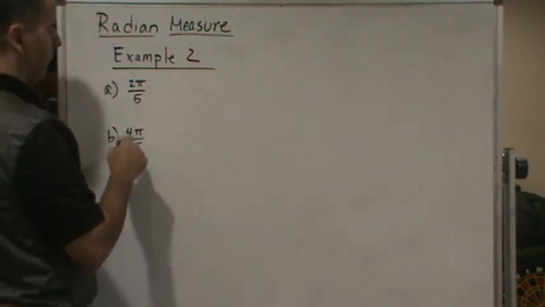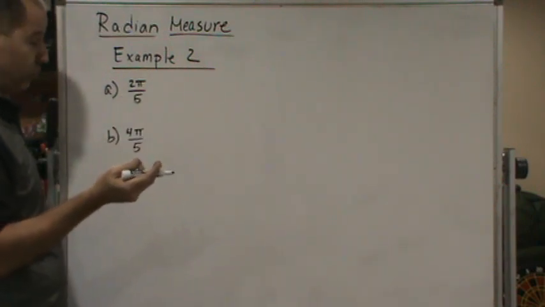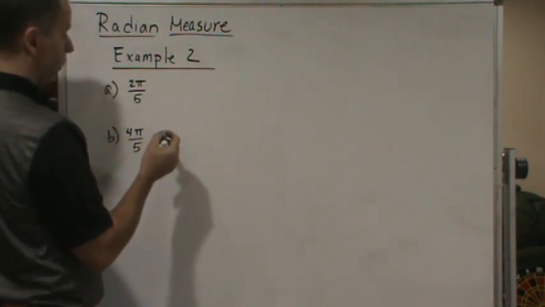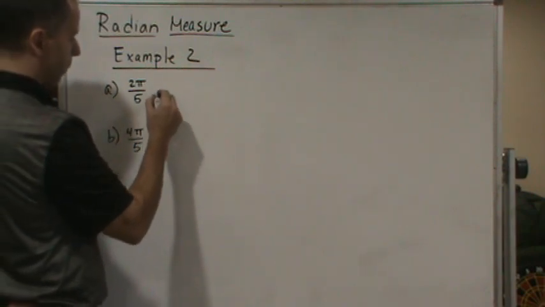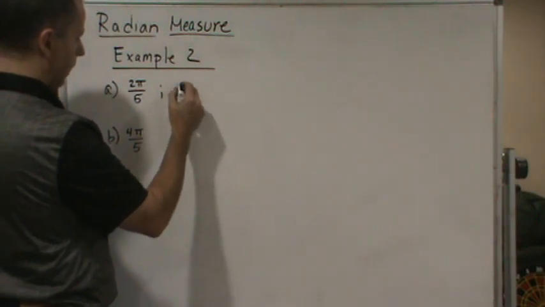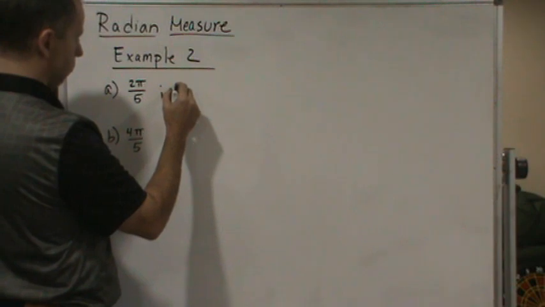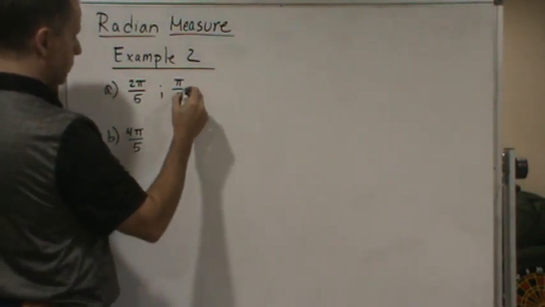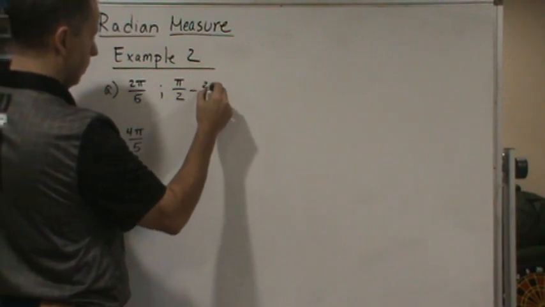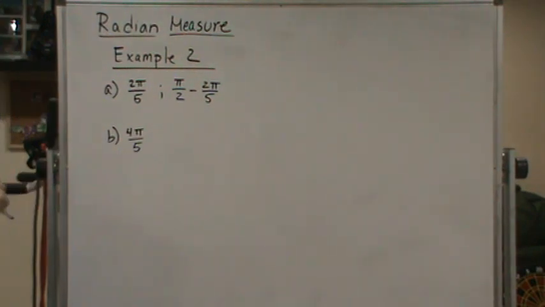Well, the complement of this, remember this has to add up to pi over 2, right? So what we're going to do is we take this, right? And so what we're going to do is we're going to take pi over 2 and we're going to subtract off 2 pi over 5.